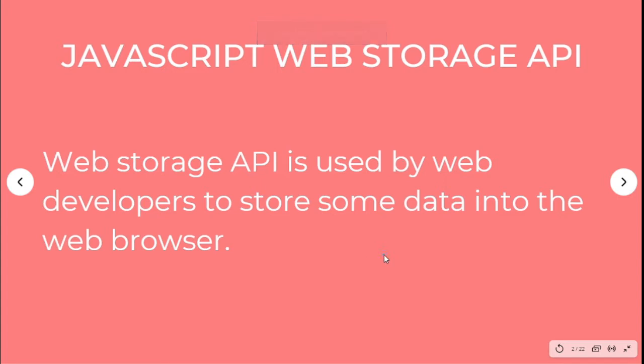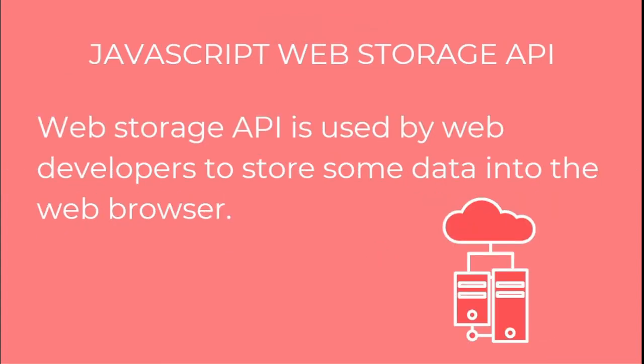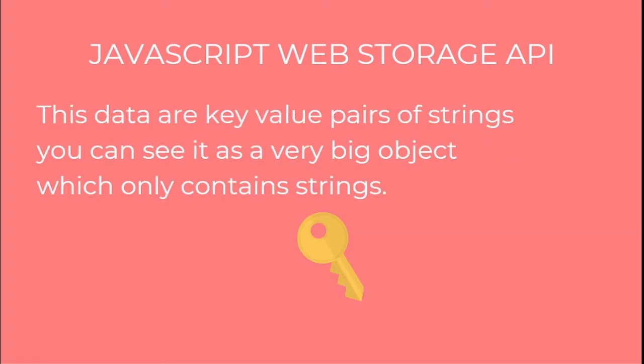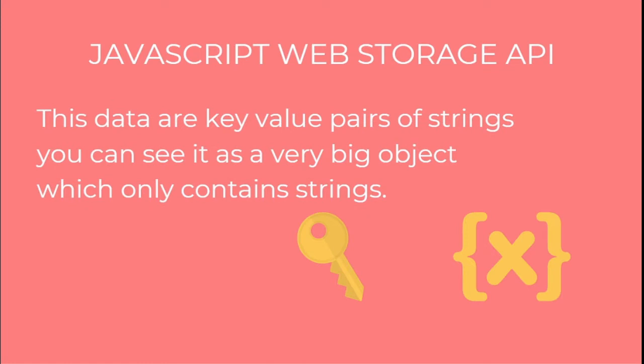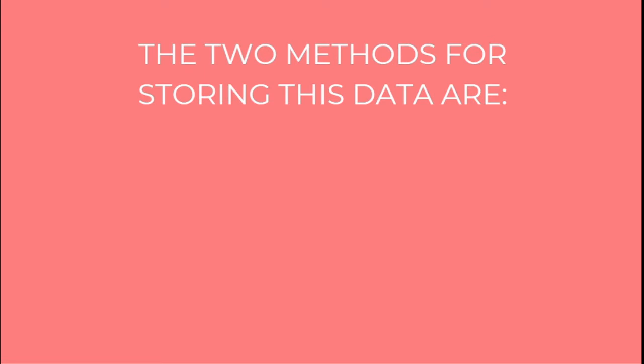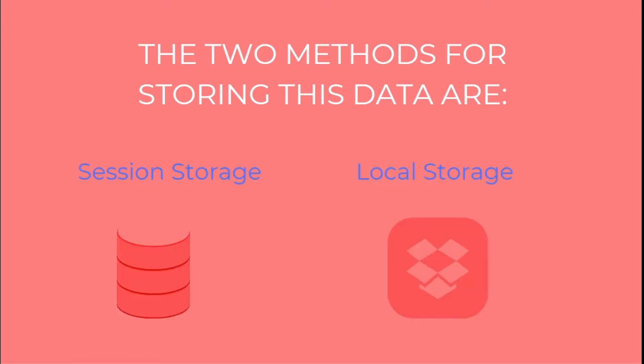Web Storage API is used by developers to store some data in the web browser. These data are key value pairs of strings. You can see it as a very big object which can contain strings. The two methods for storing this data are session storage and, you got it right, local storage.